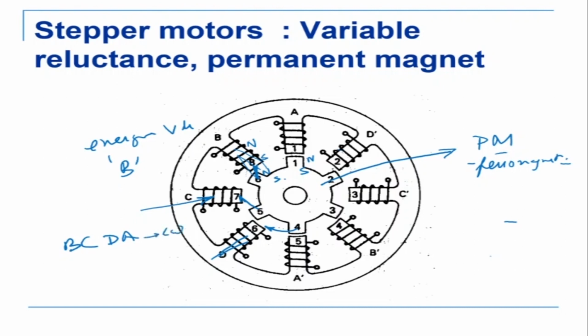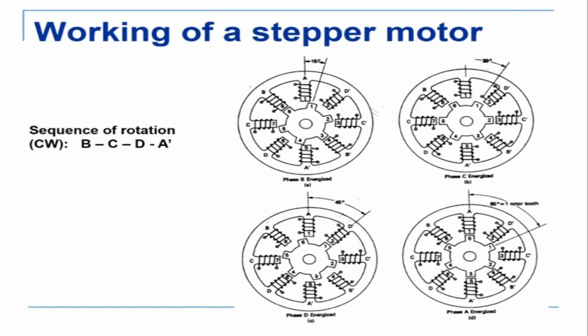This is a figure which shows that I energize B, then C aligns against this. Then I energize C, this one moves this side. Then I energize D, this goes here, and I energize A, which goes here. So if I energize B, C, then D, then A, it goes in the clockwise direction. If I go in the reverse direction, then it becomes counterclockwise. So these are basically called stepper motors, and stepper motors can be operated in micro stepping mode also.